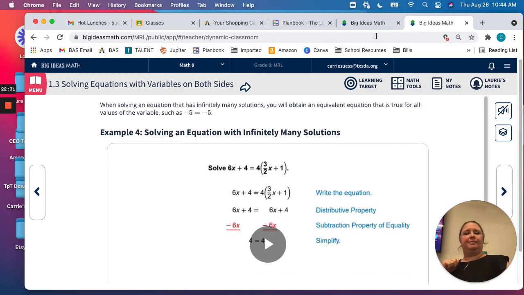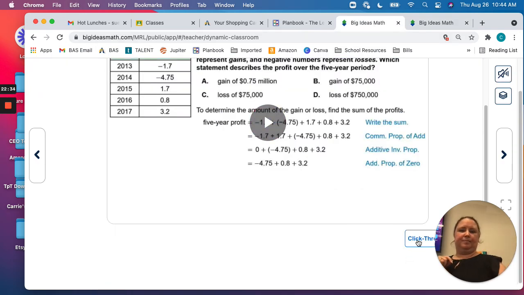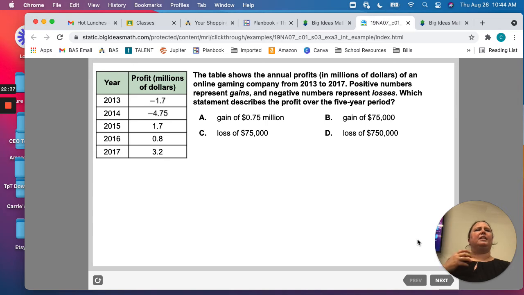All right, 7th grade, let's do your next example. The table shows, this is 7th grade, 8th grade, just work quietly. The table shows the annual profits in millions of dollars of an online gaming company from 2013 to 2014. Positive numbers represent gains, meaning they made money. Negative numbers represent losses, meaning they lost money. Which statement describes the profit over the 5-year period? So we have to figure out how much money they gained or lost over the 5-year period.